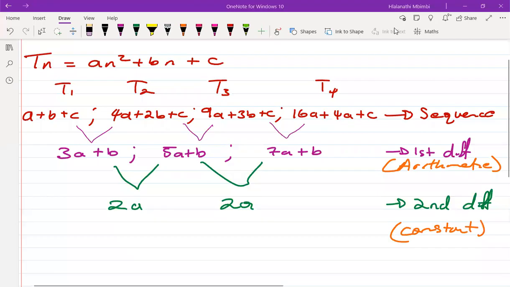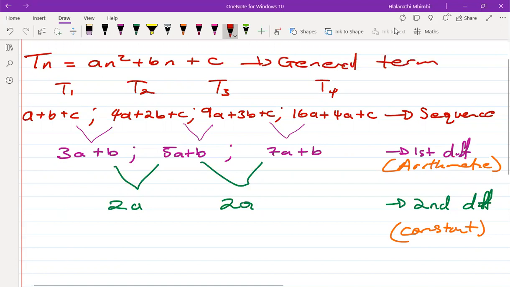Okay, so far we've looked at the quadratic sequence equation, or general term. This is actually a general term. This is not really called an equation here. It's called a general term.